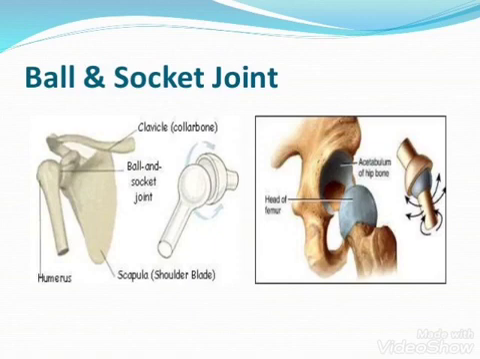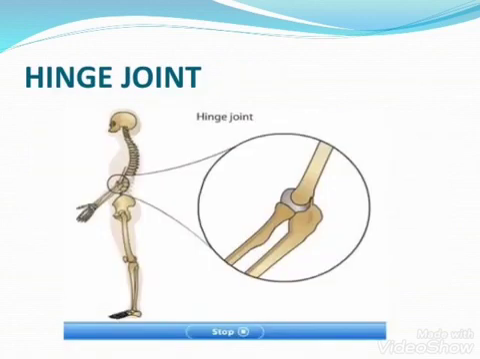Next is the ball and socket joint. It comes under the category of freely movable joints. In this type of joint, the ball-shaped end of one bone fits into the hollow cup-shaped socket of the other bone. This joint allows the maximum movement in all directions. The joints of the shoulder and the hip are examples of ball and socket joints in the body. They allow maximum movement.